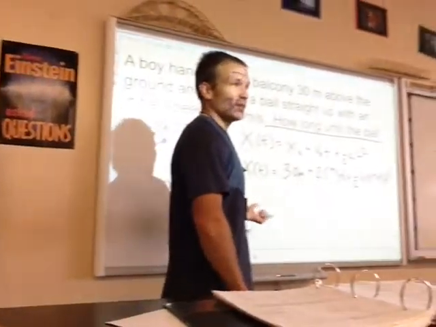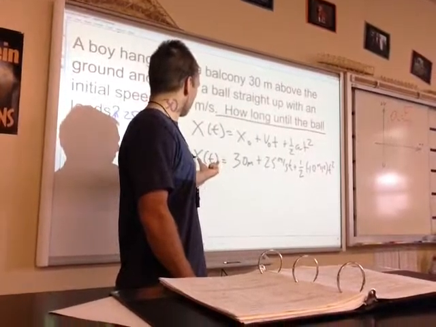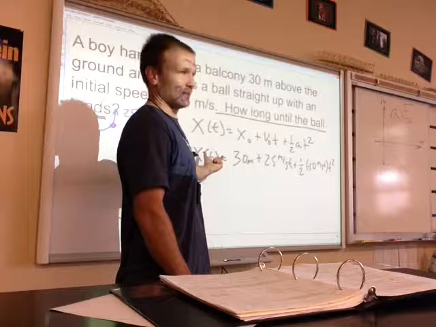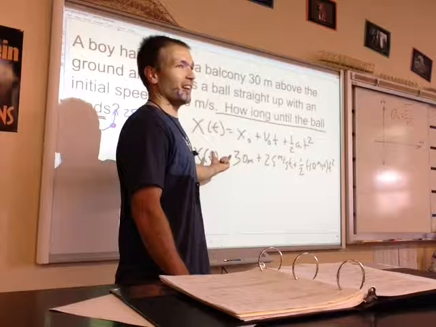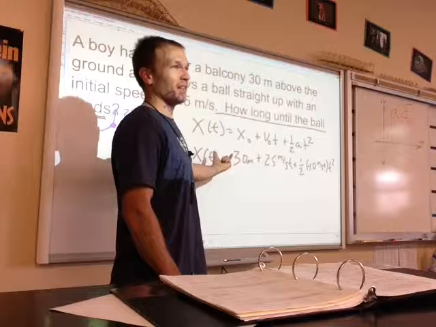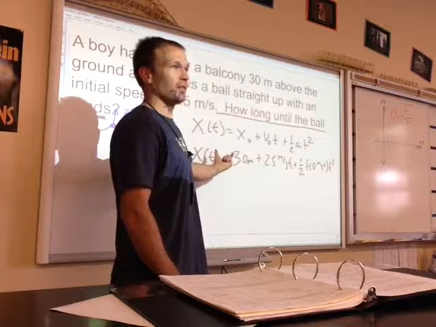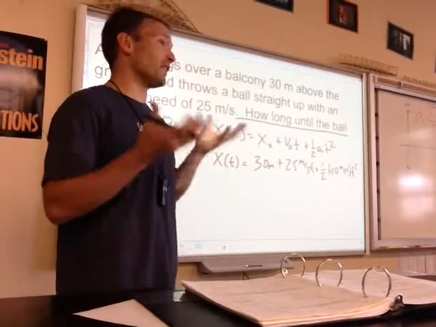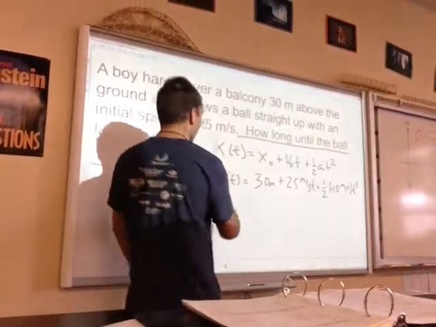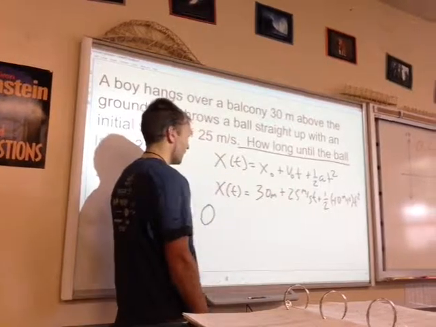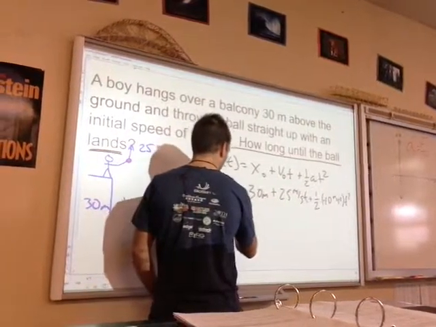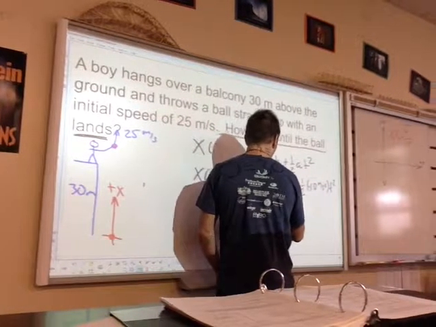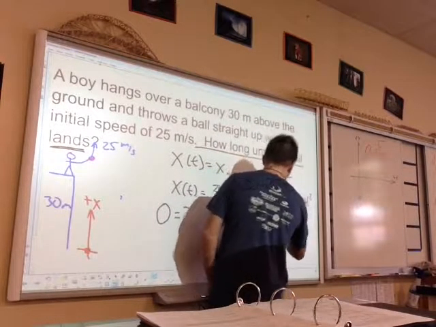Do I know anything else? Do I know what the position is when it lands? Yeah. How high above the ground are you when you land? 0. All right? That's the point. So again, that's where it's tough. It's definitely applied math. You have to know, 0. And then I'm trying to solve. 0 is equal to 30 plus 25t, I'm letting the units go, minus 5t squared.